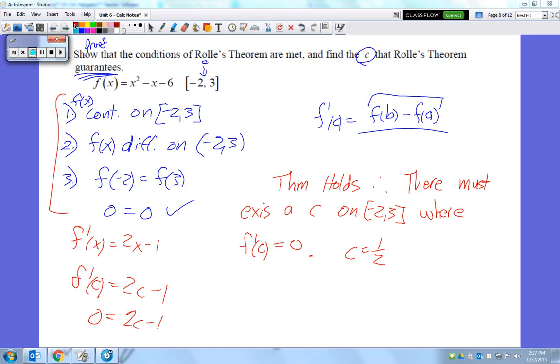Theorem holds. Therefore, there must exist a C on -2 to 3 where f prime of C is equal to that value, and we solve for it. Done. If any one of these fail, you can stop immediately. Remember we did that last time? Theorem does not hold because, let's say this was not differentiable everywhere. How could we say that that wasn't differentiable everywhere? If there's a cusp, not a horizontal tangent, a vertical tangent. Those are the only two. Right? Because it wouldn't have jump discontinuity. Why? Because it'd be continuous.